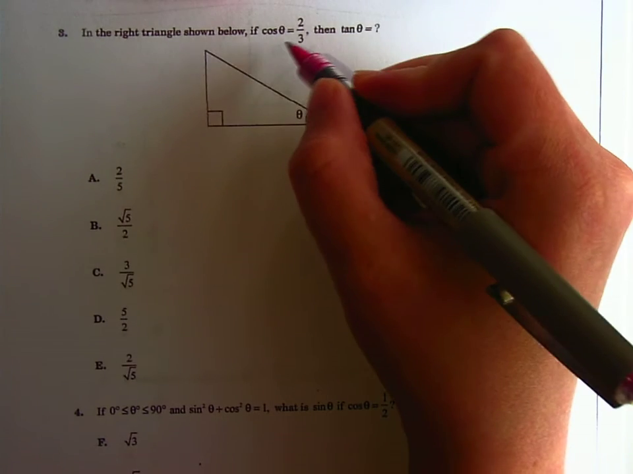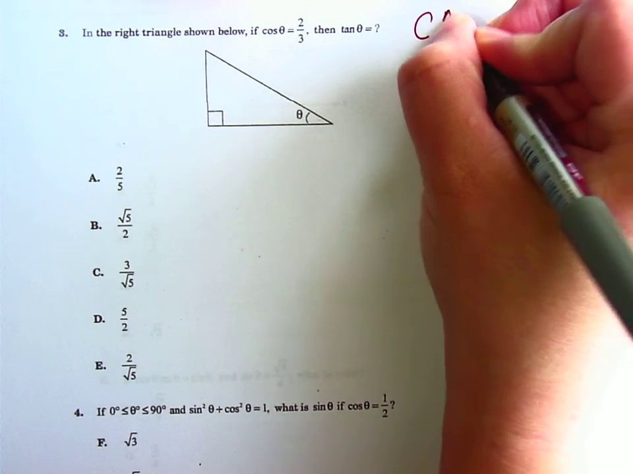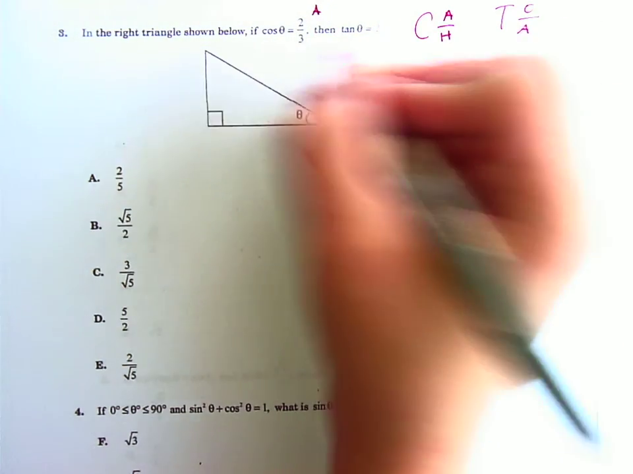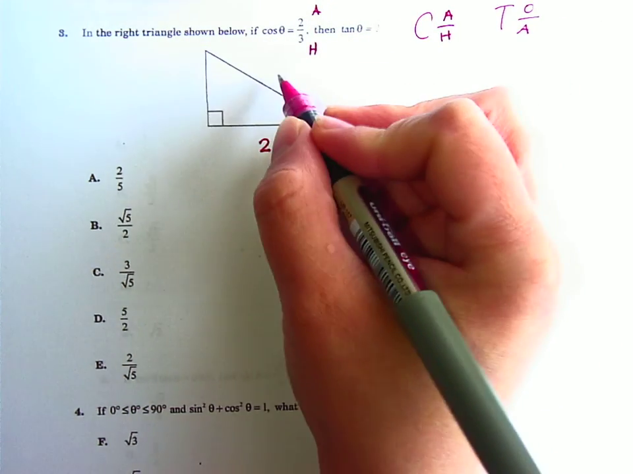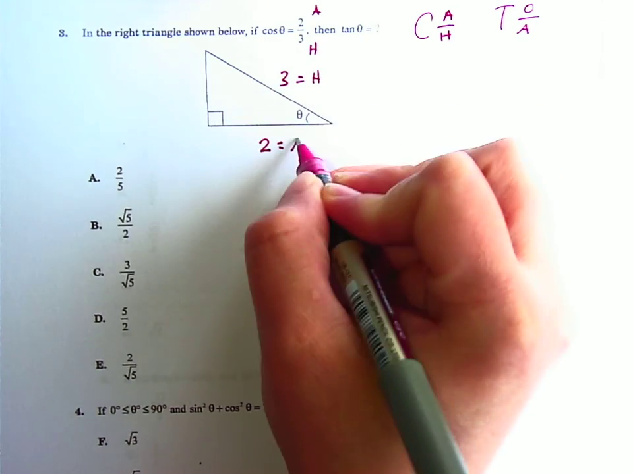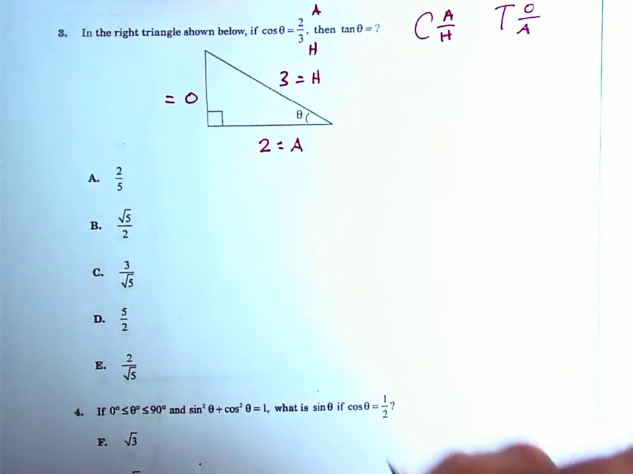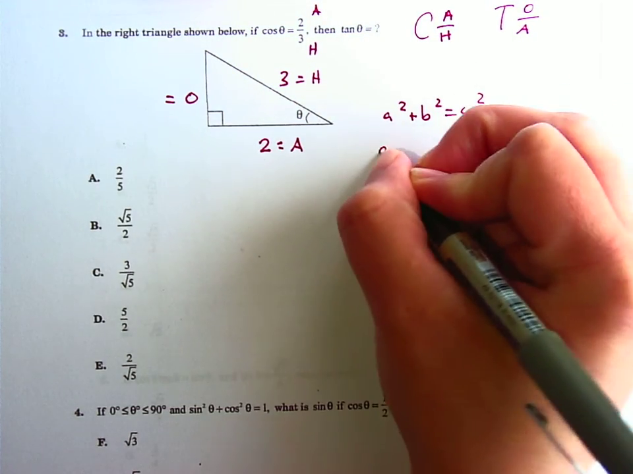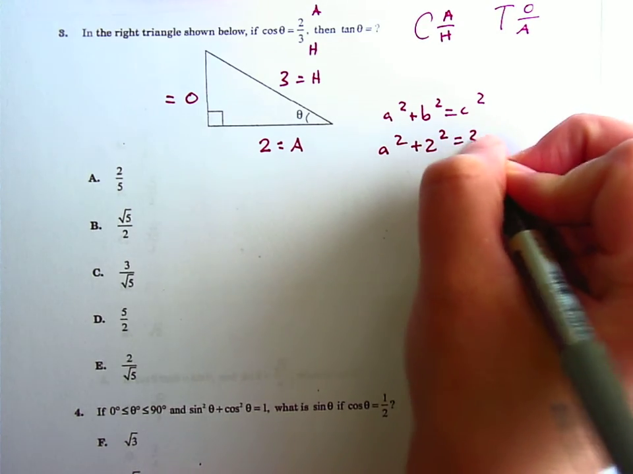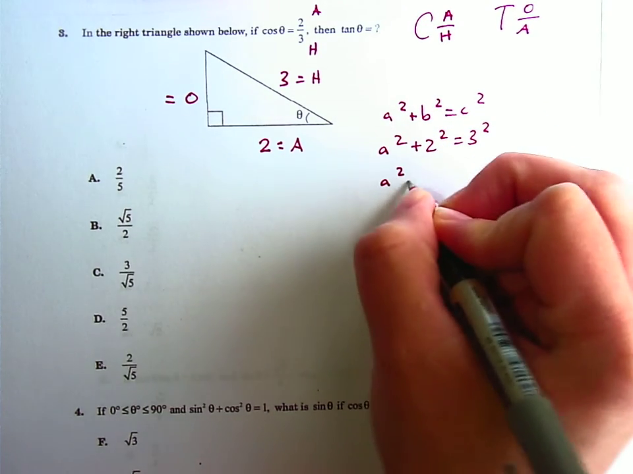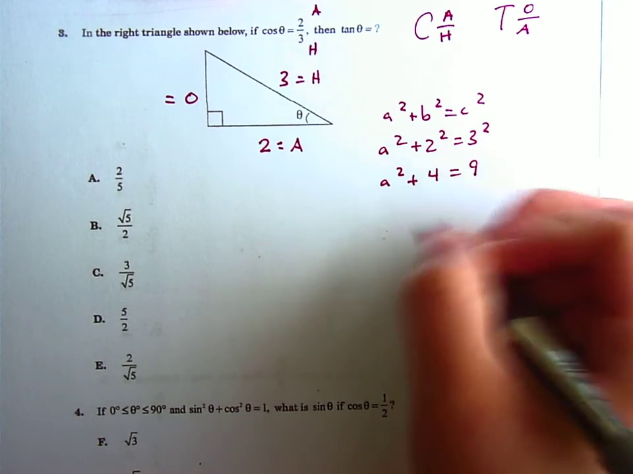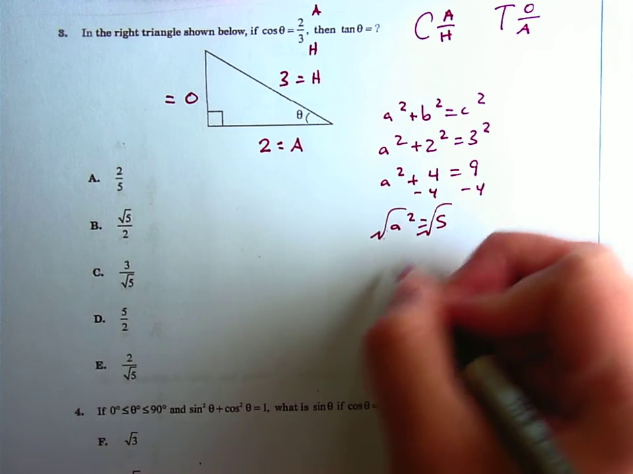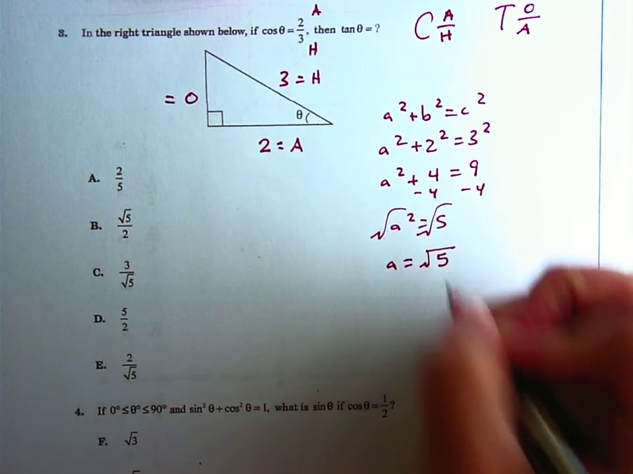In the right triangle shown below, if cosine is 2/3, this will give you lots of practice with this. CAH, and we also need TOA. So this is adjacent, this is hypotenuse. Adjacent is right here, that's 2, 3, this is h, this is a. We don't know what the side opposite is yet. So a squared plus b squared equals c squared. That's a squared plus 2 squared equals 3 squared. A squared plus 4 equals 9. And then minus 4 from both sides. A squared equals 5, square root. A is the square root of 5.